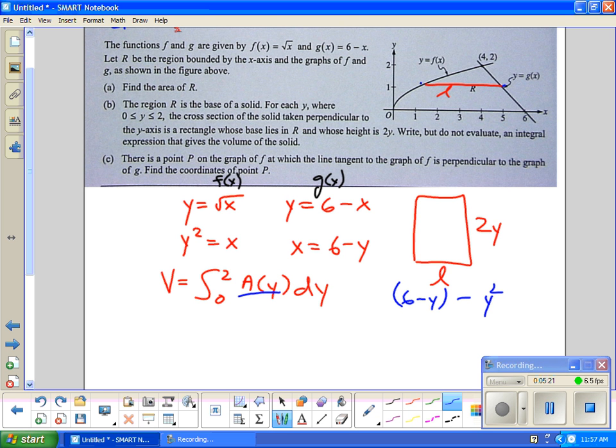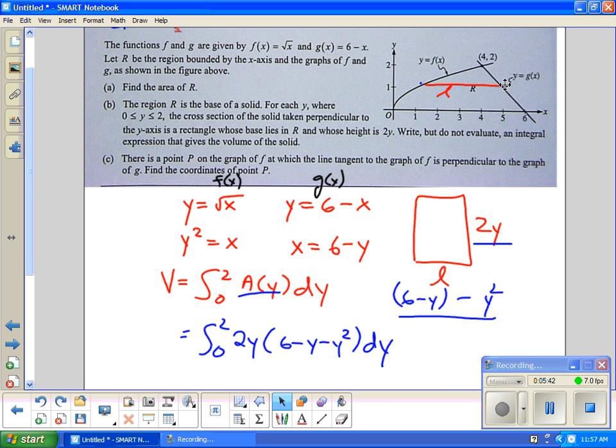What is A(y)? A(y) is simply the area of a rectangle. It's just this times that. So our integral is just 0 to 2 of 2y times (6 minus y minus y squared) dy. The integrand and the answer: this is 3 points. It says the integrand is worth 2 points, which would be this, and the whole answer is worth a point. I don't know how you would screw up getting the limits 0 to 2 and dy.